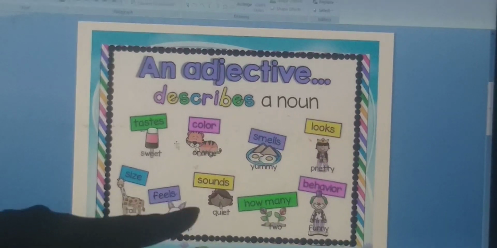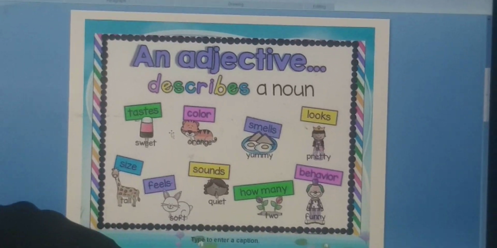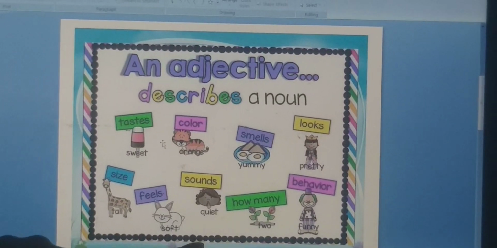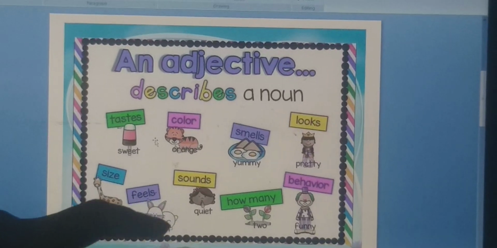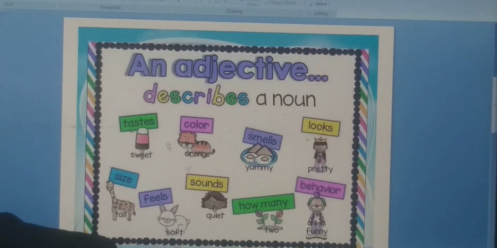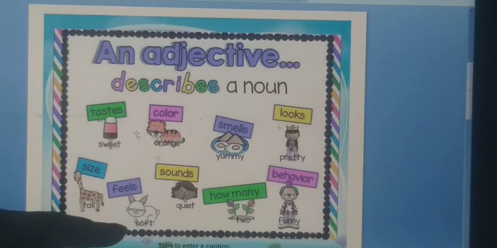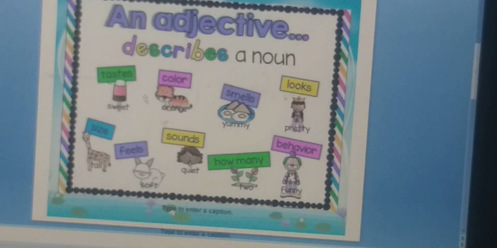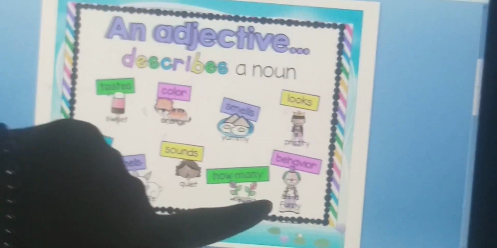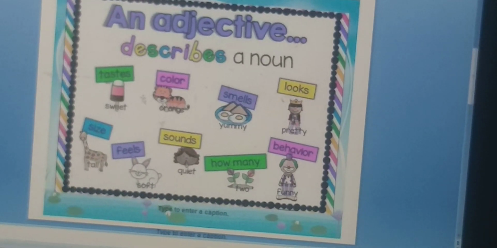An adjective is something which tells us about sounds, like, the sound is quiet, harsh. Next, an adjective is something which tells us about how many, like, when you say, Mama, I want only one chocolate. It means that you are telling your mama that I want only one chocolate. And an adjective is something which tells us the behavior of a person, like, this joker is funny in behavior.